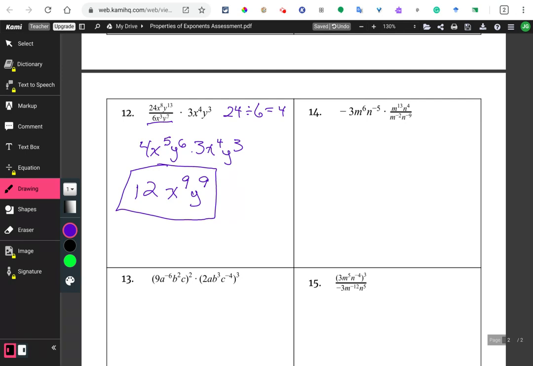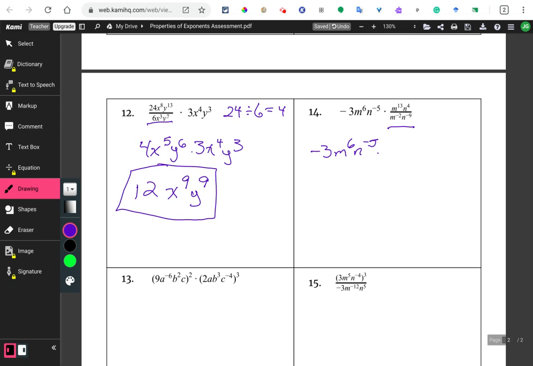Okay, here we go. Once again, we got to do this first because we have some division in there. So negative 3m to the 6th, n to the negative 5 times m to the 13th, n to the 4th, divided by m to the negative 2, n to the negative 9. Well, here, that's kind of a tricky thing too. These 2s and 9 should actually be up there. So it's really m, okay, to the 13th.